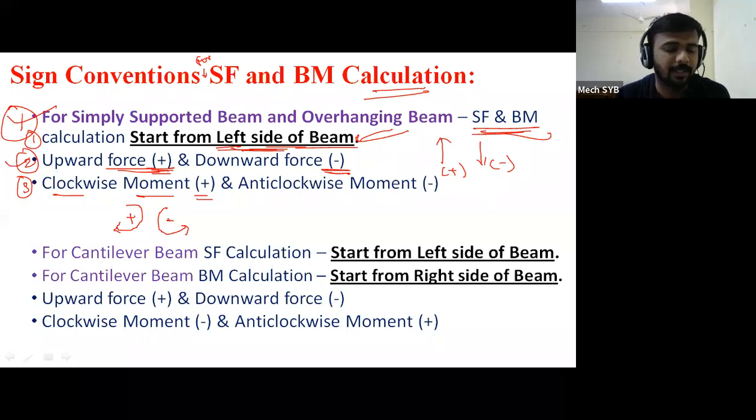Okay, so these are the 3 points which are very, very important for solving the numericals. Okay, have you taken this sign convention? Don't take for the cantilever, only take for the simply supported and overhanging. Have you taken it in your notebook?